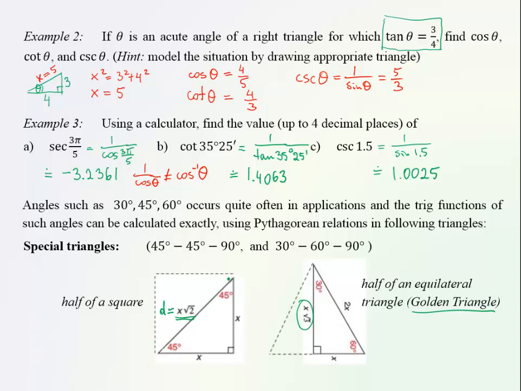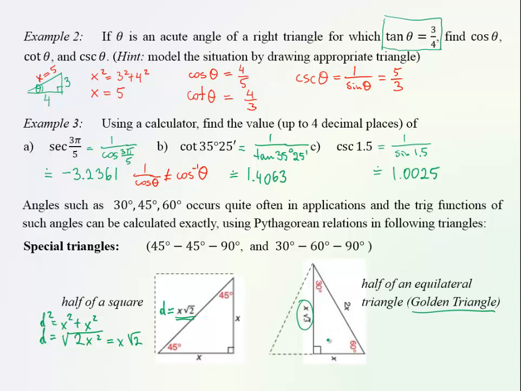So if I call this hypotenuse d, d squared equals x squared plus x squared. Therefore, d by itself is square root of 2x squared, which is indeed x root 2. So from now on, we're not going to do these calculations anymore. We're going to refer to relations between sides of this particular triangle.